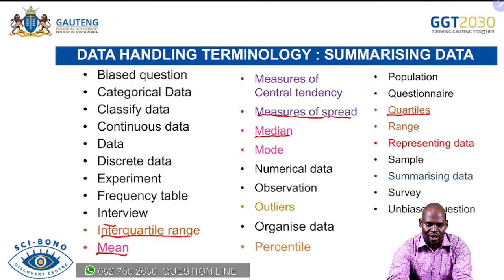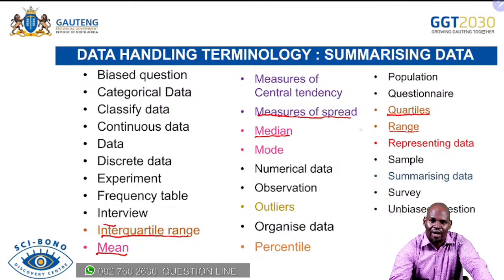The next one is range. Now a range is the difference between the highest value and the lowest value. If you are given a list of values or a set of values, then the biggest value minus the smallest value, that will give you the range. Or you can say the highest value minus the lowest value, that will give you a range.